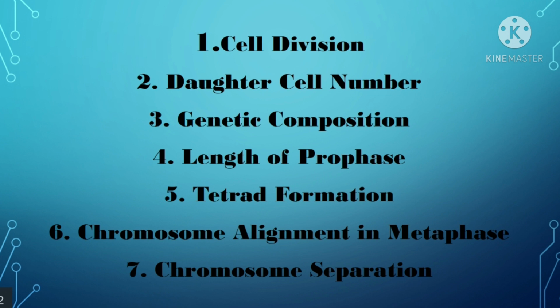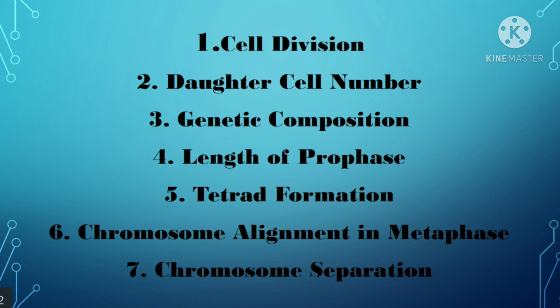Fourth is the length of prophase. In mitosis, during the first stage, known as prophase, chromatin condenses into discrete chromosomes. The nuclear envelope breaks down and spindle fibers form at opposite poles of the cell. A cell spends less time in prophase of mitosis than a cell in prophase 1 of meiosis.